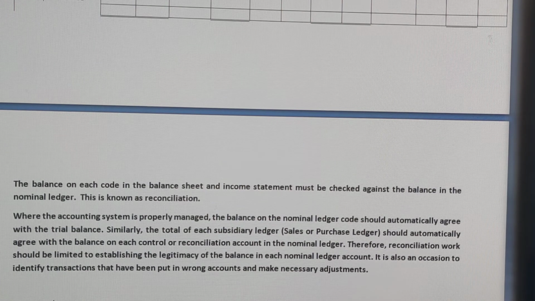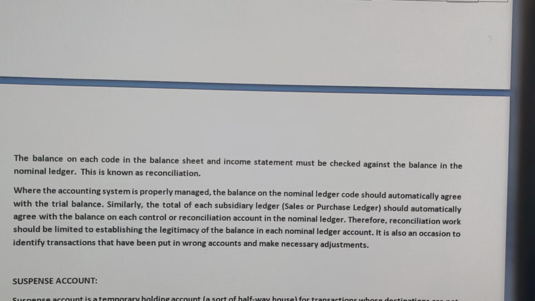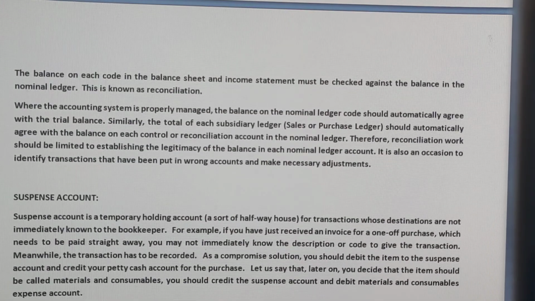Now, I mentioned the suspense account earlier on. Let me just discuss it again in a bit more detail. The suspense account is a temporary or holding account, a sort of halfway house for transactions whose destinations are not immediately known to the bookkeeper.